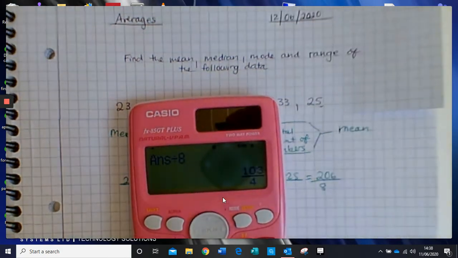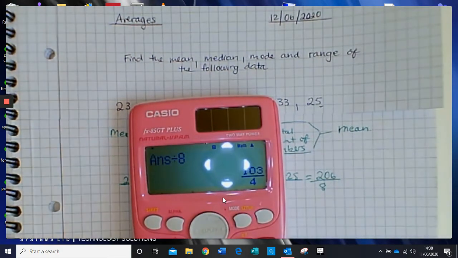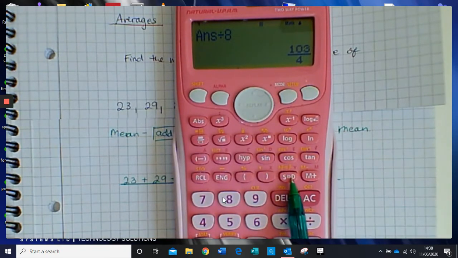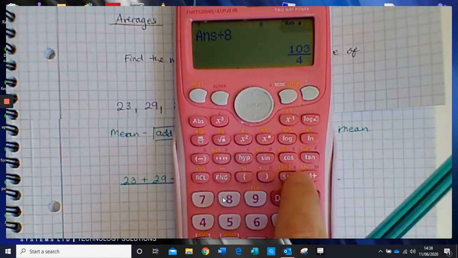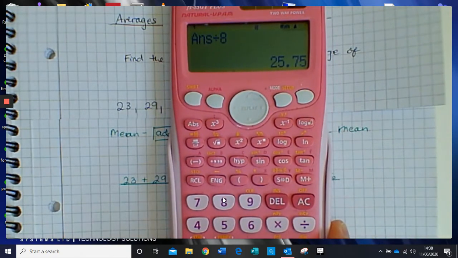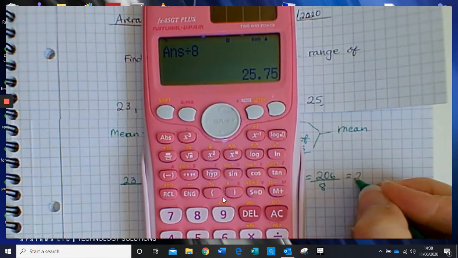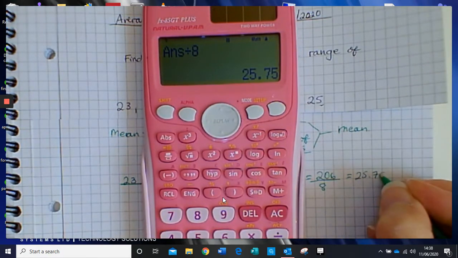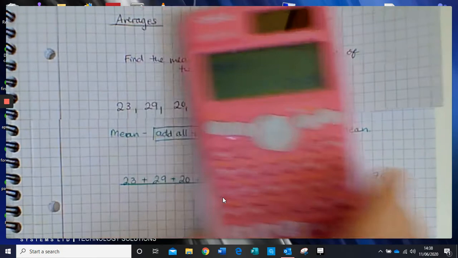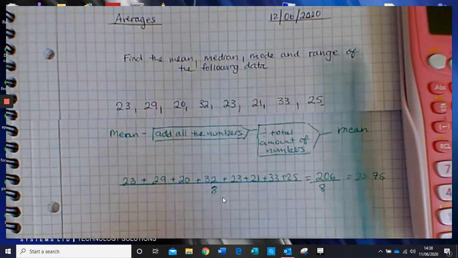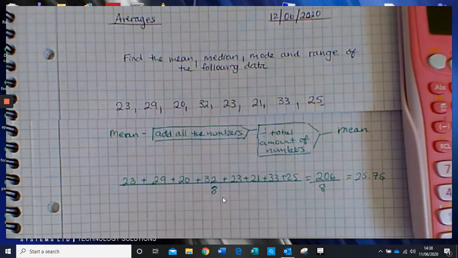So the way to go about this is you need to press this button, the SD button. Okay, that is going to convert it to a decimal. Press, and there it is. We've got our decimal. So the mean of this data is 25.75. So that's our mean. Next, we must work out the median.